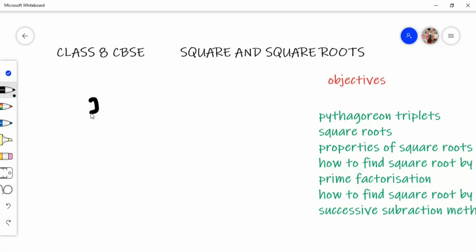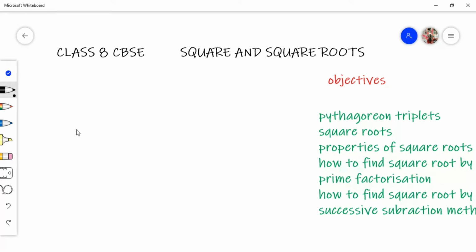So you can take the 25, and it is ending with 5. If a number has a natural number as a square root, then the square root will end with any number that is 0, 1, 4, 5, 6, or 9. So this is the third property.